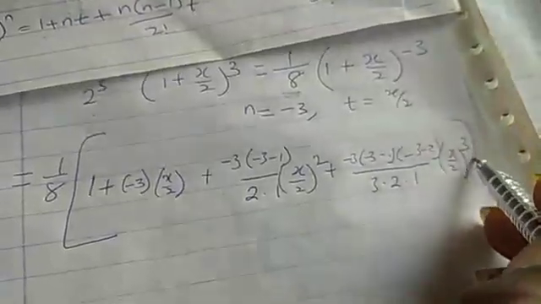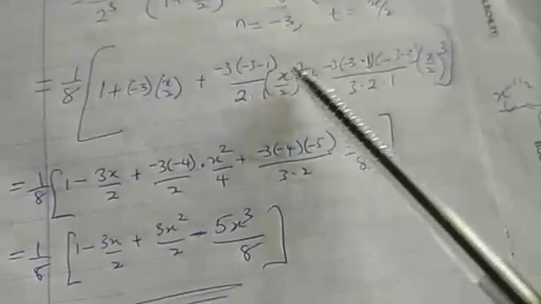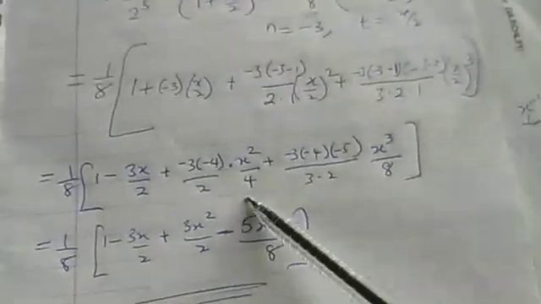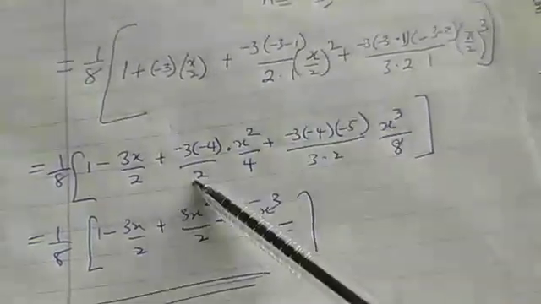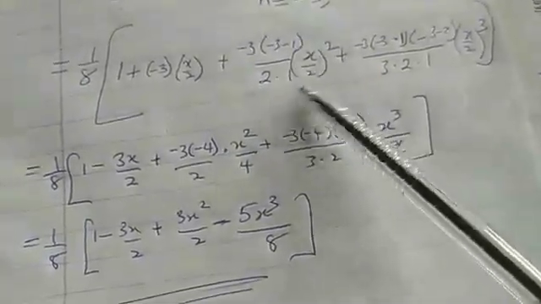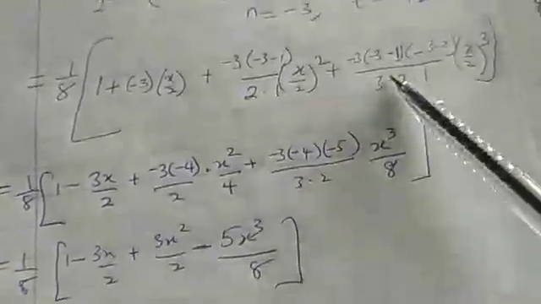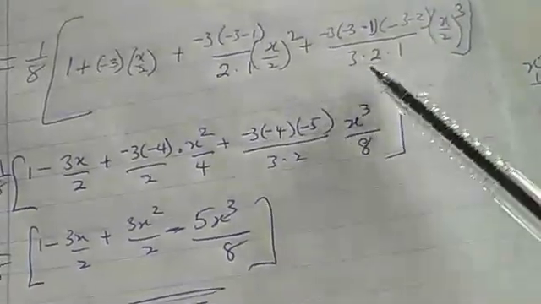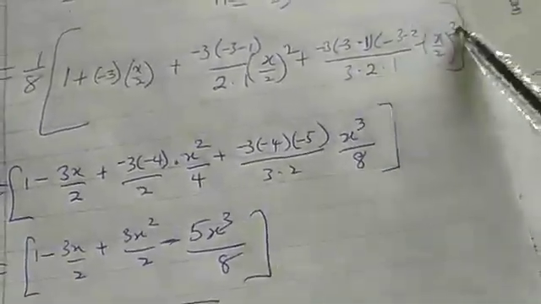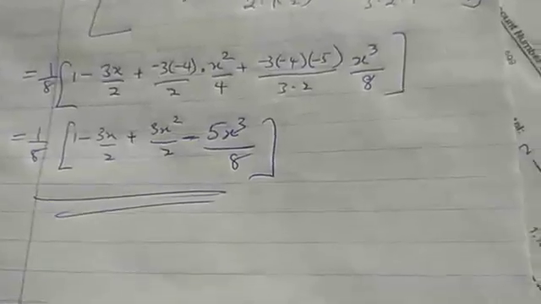From this place we simplify further to get what is here. This is minus 3 minus 1 is minus 4. This is it. x squared over 2 squared, that is x over 2 squared, is x squared over 4, because 2 squared is 4. Likewise, this is minus 3 times minus 4 times minus 5 over 3 times 2. x cubed over 8, 2 raised to power 3 is 8. And we have this as our final answer.